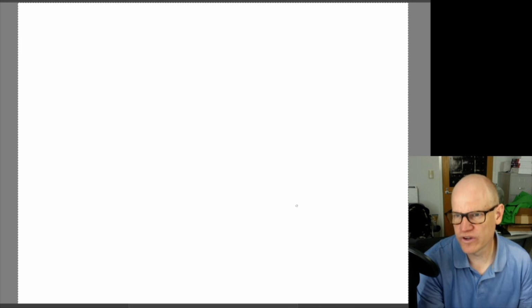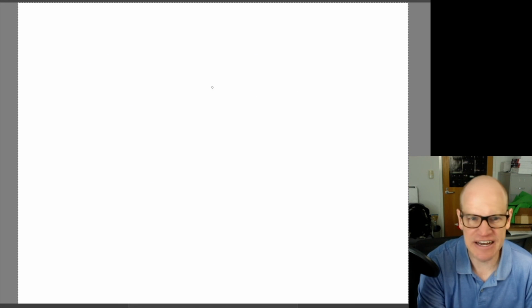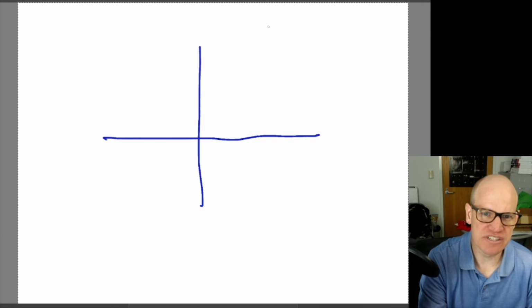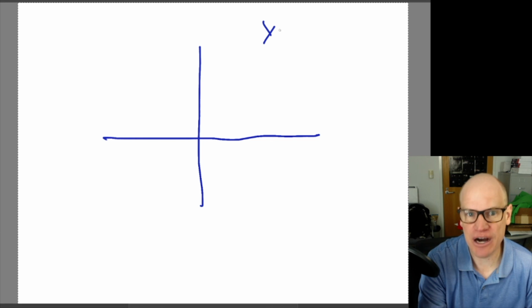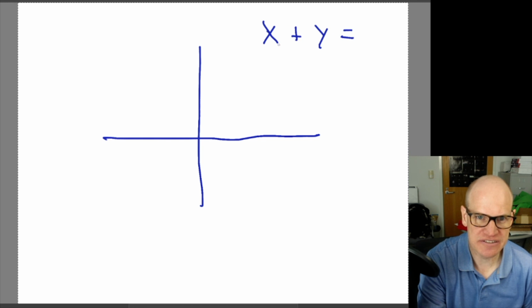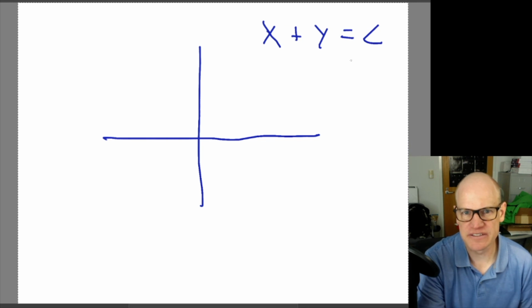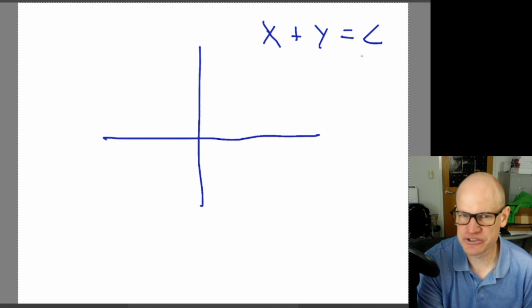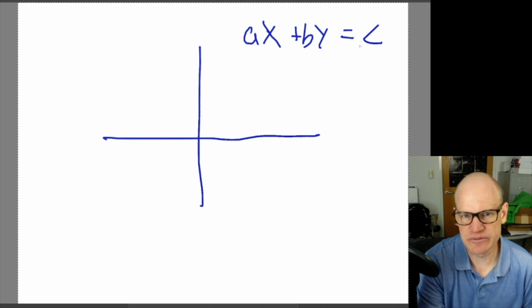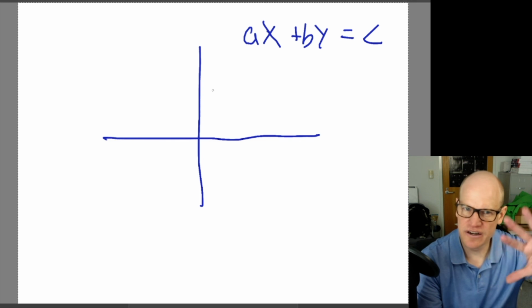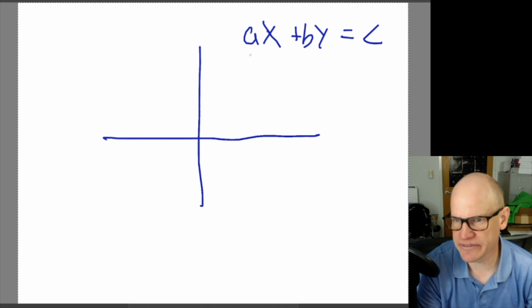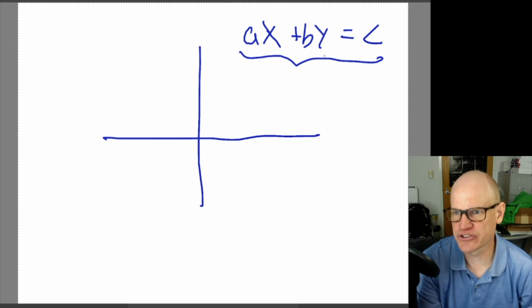In general, when we're graphing lines, we constrain both x and y. Instead of constraining just one or the other, I'm going to constrain some combination of x and y, like x plus y equals something, or in general ax plus by equals c. So here is a constraint. Initially I could have any possible value for x and y, but now I only want the values of x and y that make this thing true.